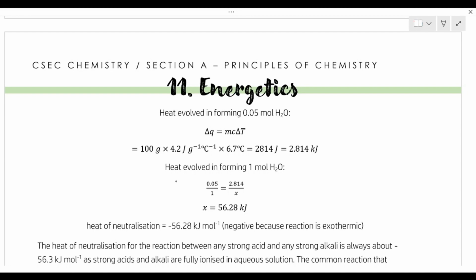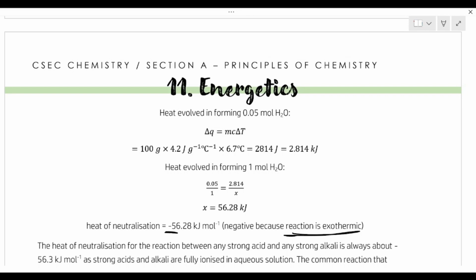And again, heat of neutralization. The reaction is exothermic, so we're going to have a negative in front of our final value in kilojoules per mole. If you don't have the negative, then it's wrong because you're suggesting that the heat of neutralization is endothermic. Remember to include your signs in front of your values.